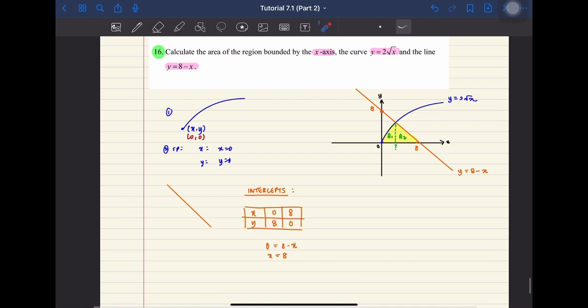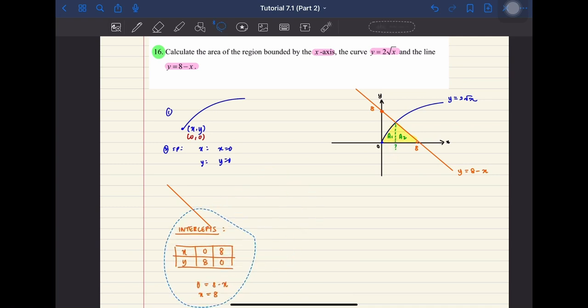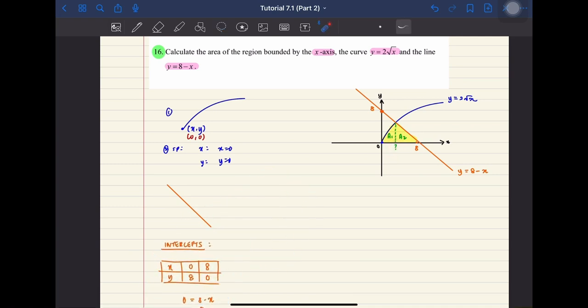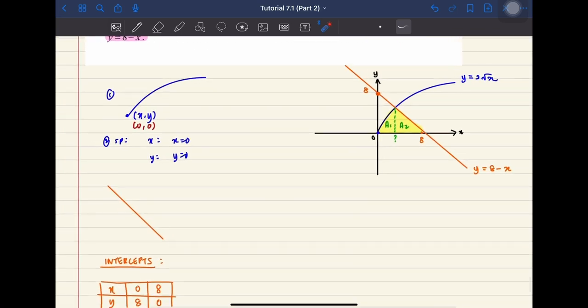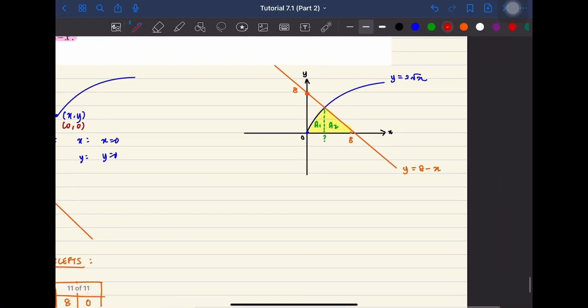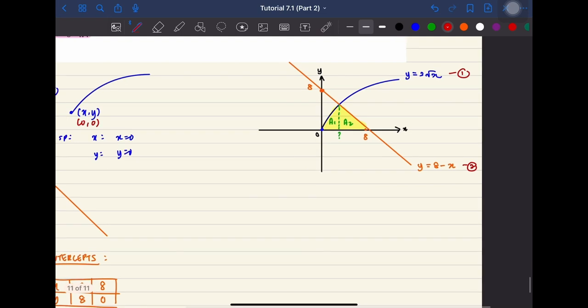Okay, so kena pisahkan. So, area dia daripada 0 sampai berapa? And then berapa sampai 8? Kena cari this one. So, how do we find that point? So, again, this is intersection point. Untuk intersection point, macam mana nak cari dia, kita akan solve persamaan serentak. So, apa persamaan dia? 2 ni. Okay, so saya akan gantikan 1 into 2.